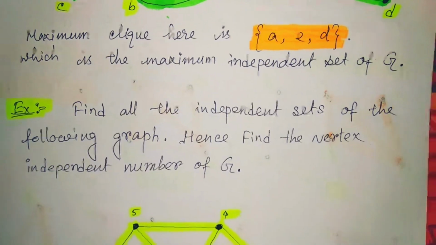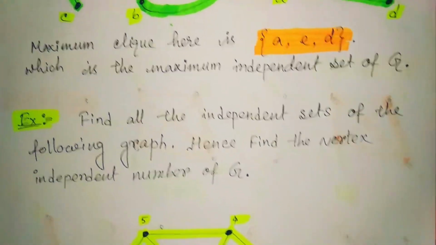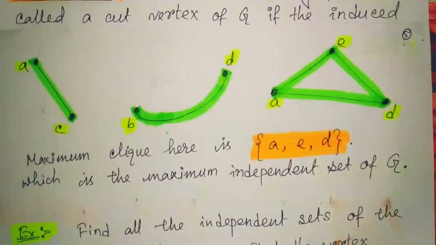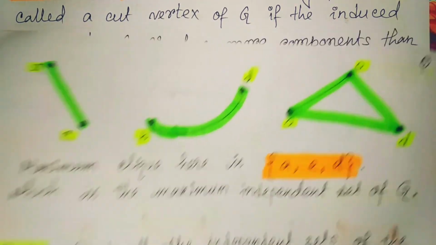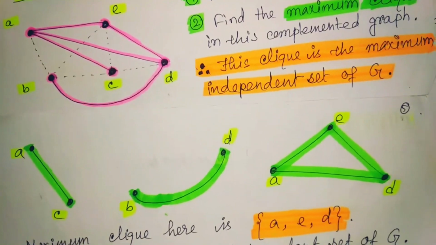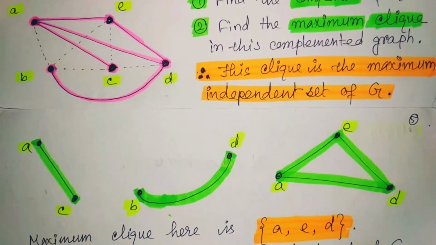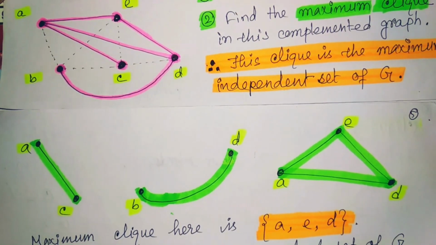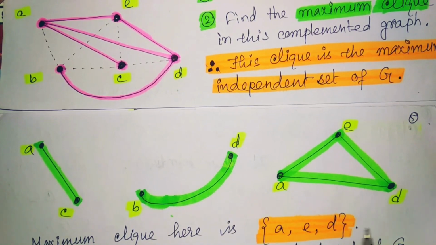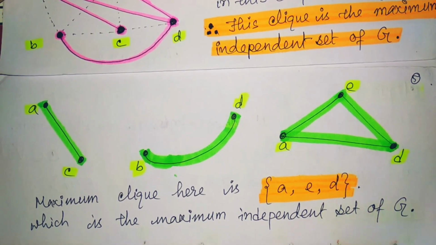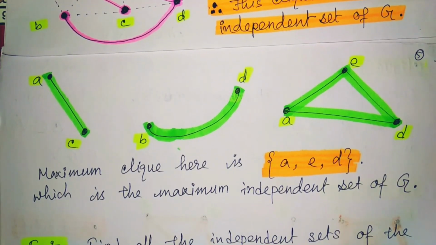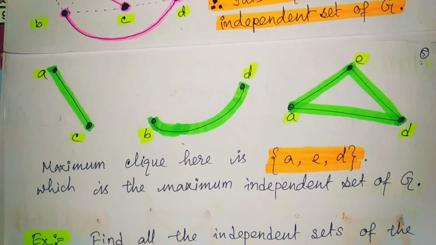Now here are the cliques. If this is the given graph, just look here. This one is the independent graph, this one is the complemented graph, and its three cliques are this one and this one. So the maximal clique is here, ADE, which is the maximum independent set of G.